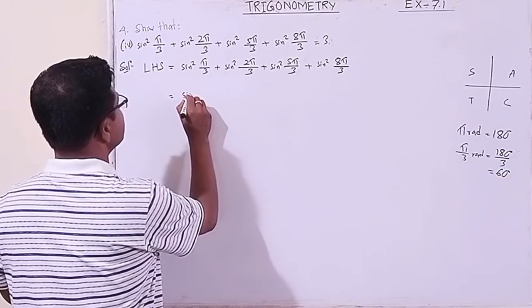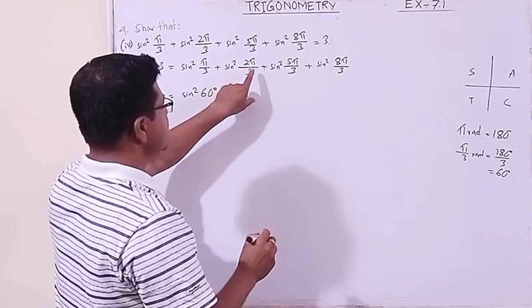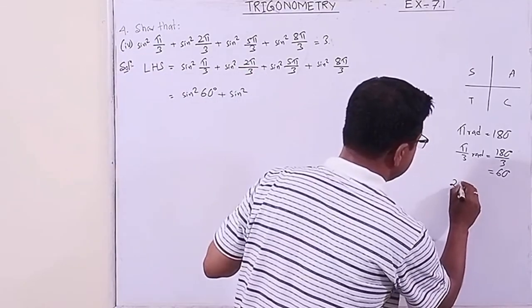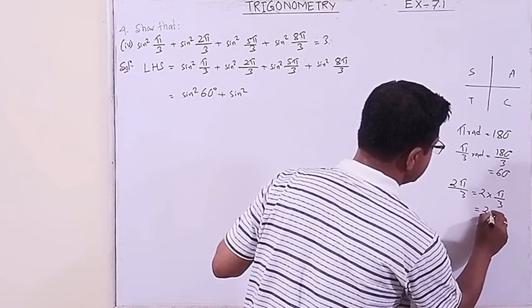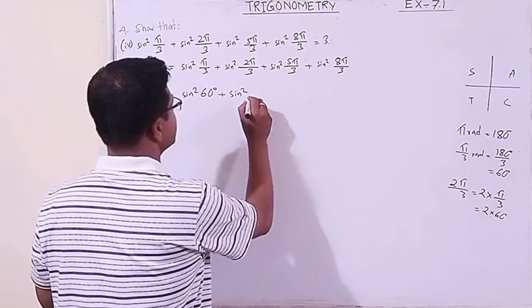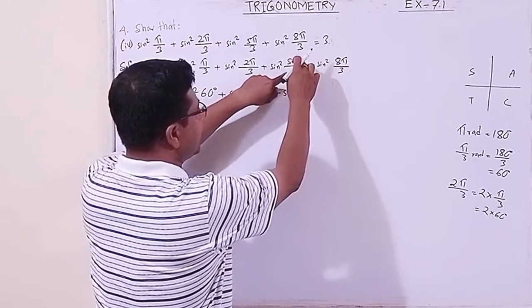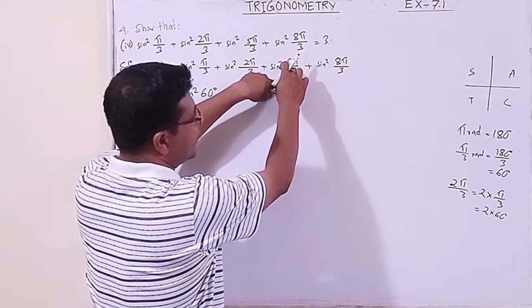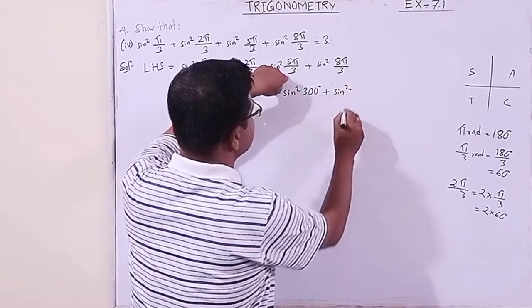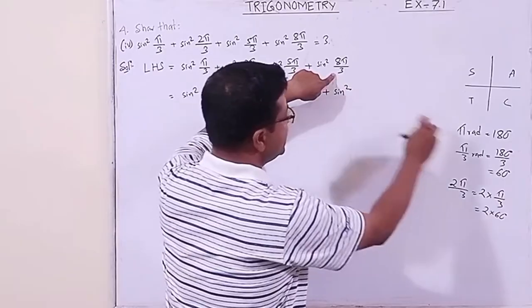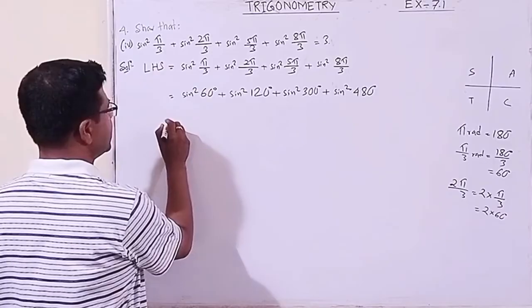Means this is nothing but sine square 60 degree plus sine square, you see, 2 pi by 3 means 2 into pi by 3, means 2 into 60 degree. It is 120 degree, plus sine square 5 into pi by 3, 5 into 60 is 300 degree. Sine square 8 into pi by 3, 8 into 60, 480 degree. Is it okay?